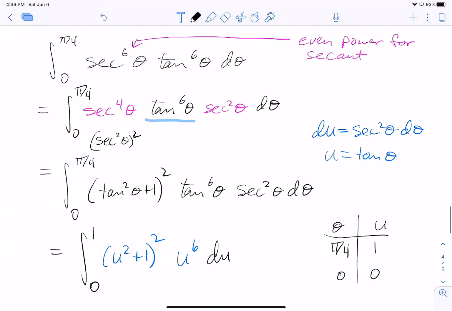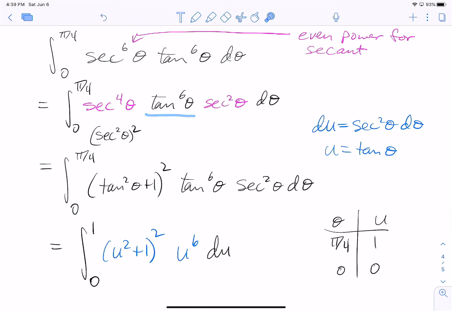So a quick recap. If I see a secant and a tangent together in an integral and an even power for the secant, I'm likely to break off two factors of secant, so secant squared theta d theta in this case. Let that be du, and that identifies u as the tangent of theta. Convert any remaining factors of the secant of theta using a Pythagorean identity, and this will work because if we started out with an even power for the secant and broke off an even power, we're left with an even power, and therefore we can use the Pythagorean identity.